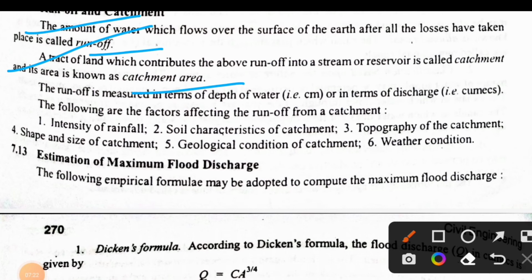Estimation of maximum flood discharge. The following empirical formulas may be adopted to compute the maximum flood discharge. There are some formulas to calculate maximum flood discharge. Let us see the formulas.